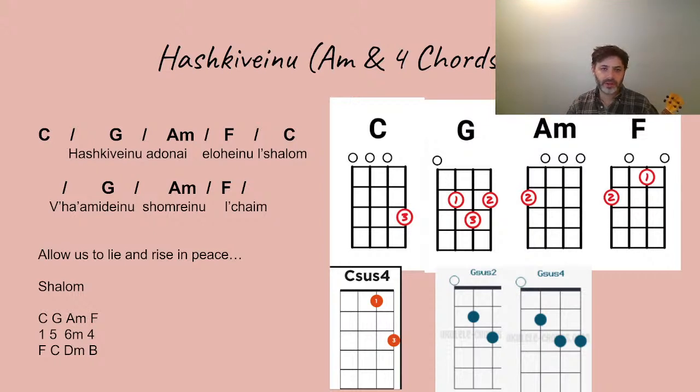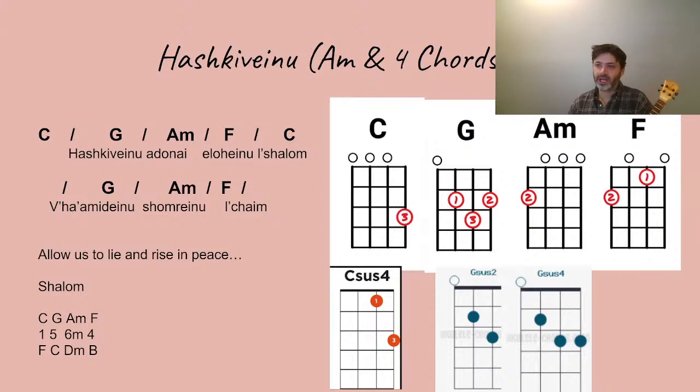So if we look at this Hashkiveinu, which we're most familiar with, it's C, G, A minor, and F over and over again. So if we're going to call those numbers, the C is the 1, because that's the key we're in. The G is the 5: C, D, E, F, G, right? The A minor is the 6, and the F is the 4. We see that? Does that make sense?